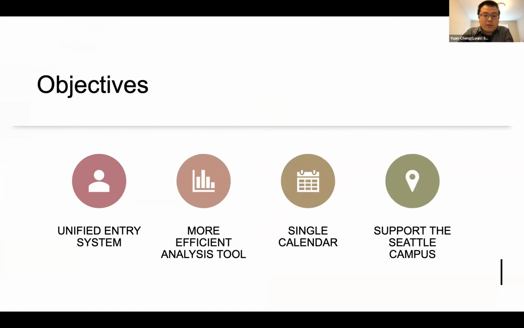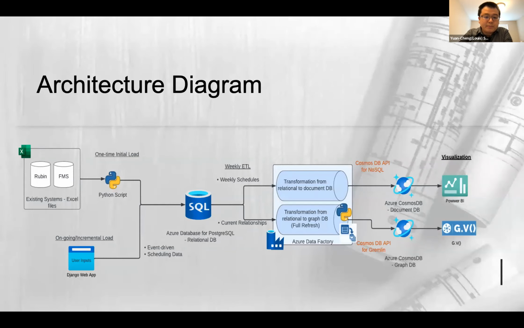To begin with, our target is the Seattle campus. Right now the scheduling system is a little bit messy. It has two entry systems and multiple calendars. So we are looking for a unified entry system and a single calendar. Additionally, we want to provide a more efficient analysis tool for the new management. And finally, we hope to support the Seattle campus, and I'll pass on to Tomoki for the data structure.